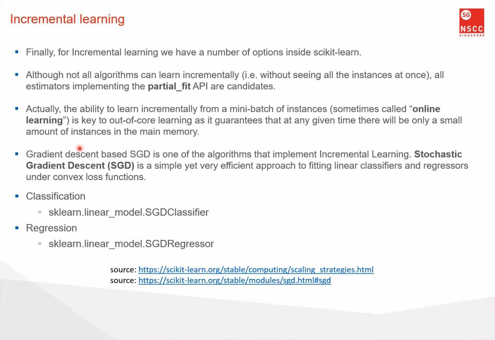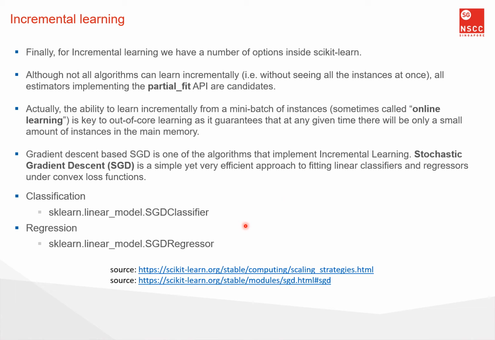So gradient descent is one of the algorithms that implement the partial fit incremental learning, and stochastic gradient descent is a simple and yet very effective approach to actually implement many of these linear algorithms, right? Linear classifiers as well as regressors with loss function. So if you want to do classification, you can use the linear model SGDClassifier. If you want to do regression, you can use the linear model SGDRegressor. And they can be used to solve it.